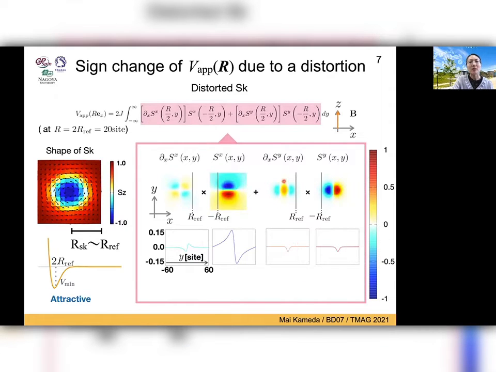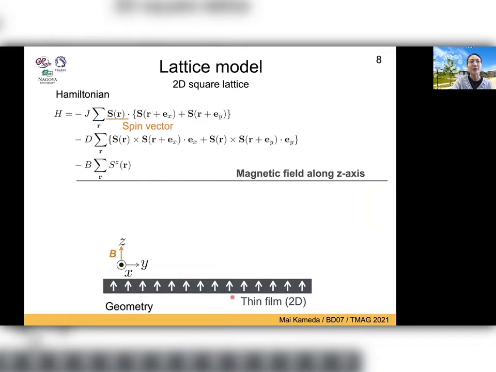Whereas in the case of the distorted skyrmion, we show that the sign changes. In this way, Sx expands and Sy shrinks, which is the same as the y dependencies. As a result, the left component dominates the right one, giving rise to the attractive interaction. From now on, we numerically investigate the inter-skyrmion interaction using the 2D square lattice model and show that distortion indeed induces the attraction.